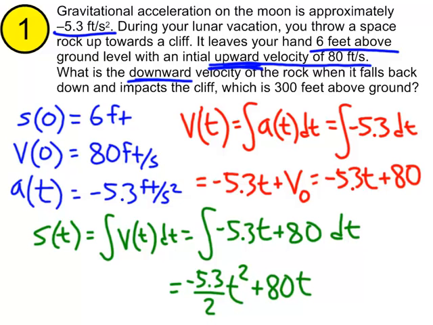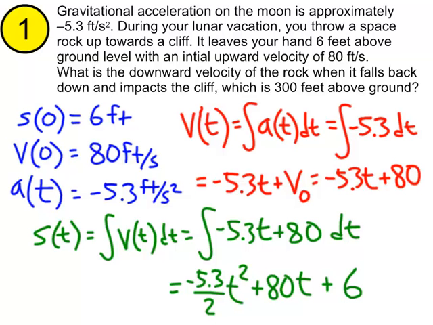And using similar reasoning as we did a moment ago, instead of plus c, we'll put plus s sub 0. To save a little time and space, I've already got s sub 0 over here, so I'm just going to erase that s sub 0 and plug in the 6. So there is our position equation.